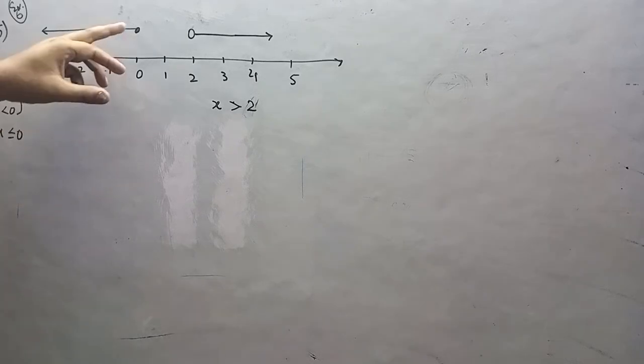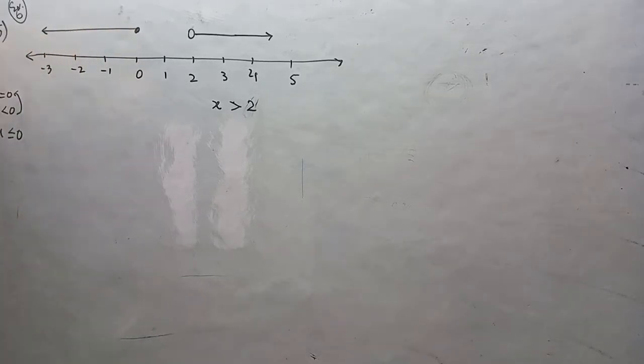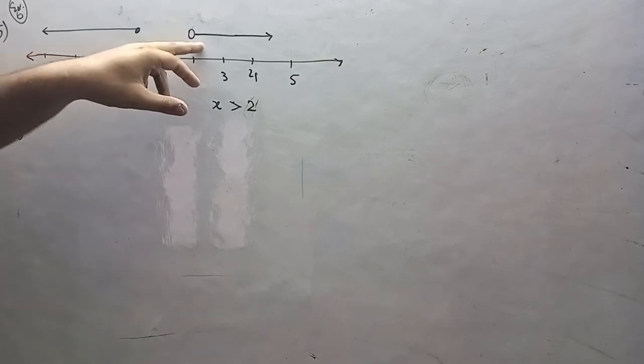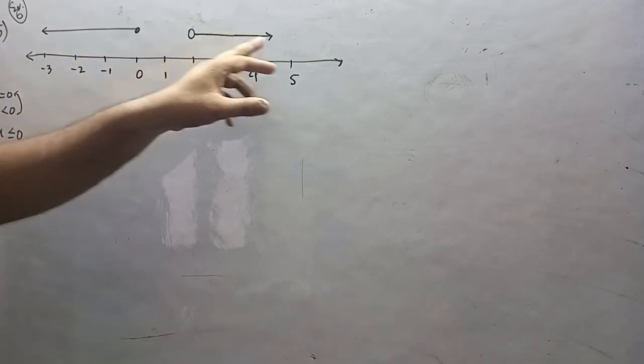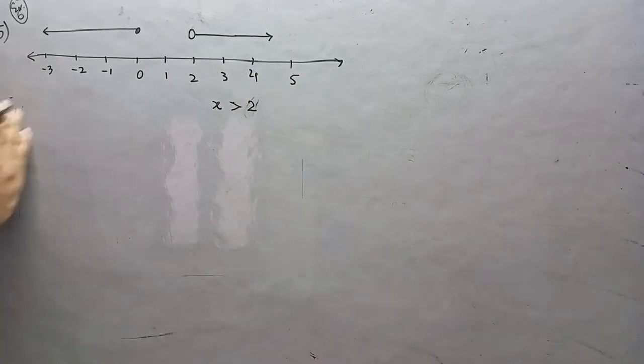Understand this clearly. First, x is equal to 0. And x is less than 0. And here you can see x is greater than 2, 2 is not included here. So how to write the solution? I will write its solution like this.